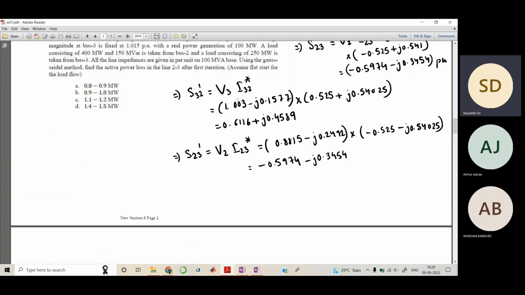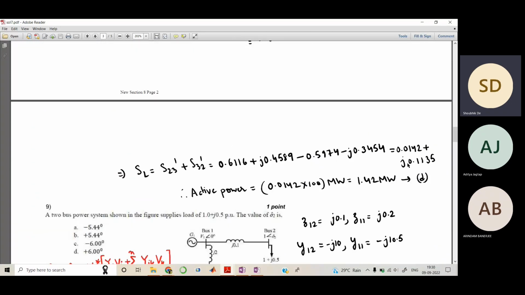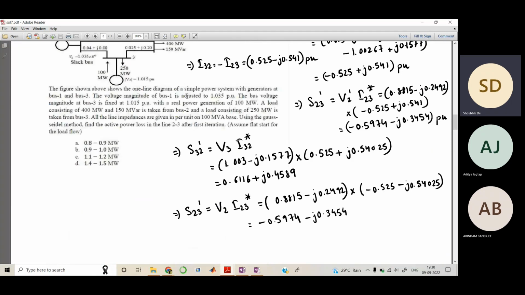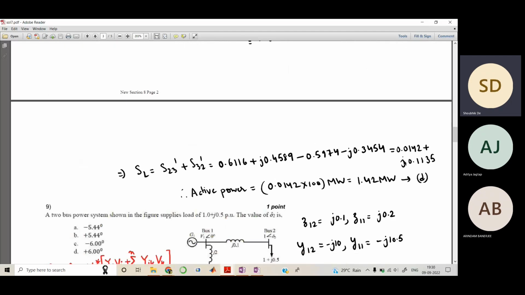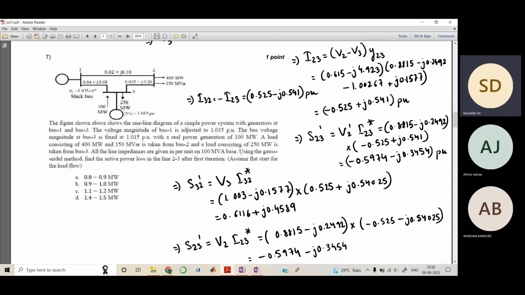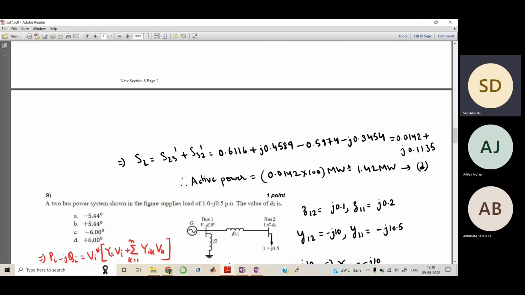Now when you do this, it comes out to be 0.0142 plus j 0.1135. In the question, they have told us to find the active power loss, right? So we only consider the real part. This is in per unit, and you have to multiply with 100, which is your base, so this is 100 MVA base. It comes out to be 1.42 megawatt, which is your option D.